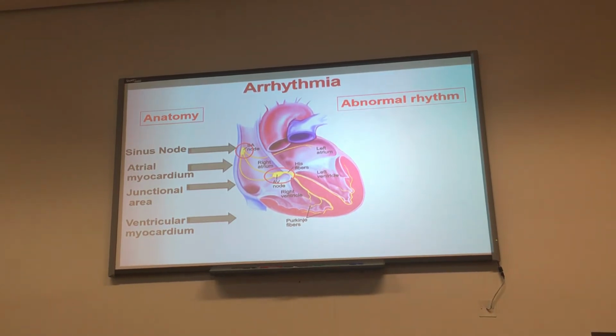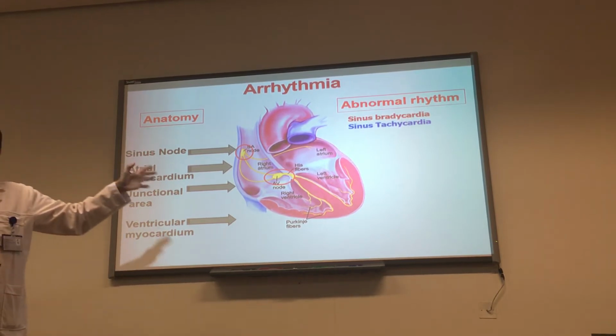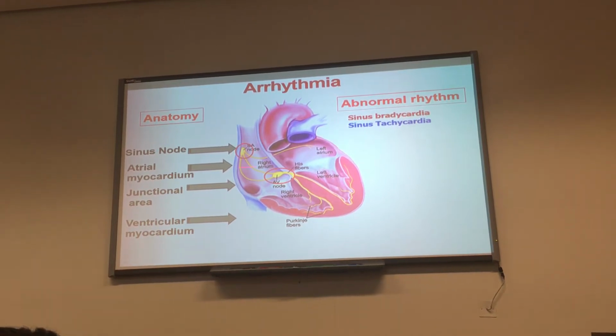Re-entry, and sinus brady or sinus tachy. If the rhythm is coming from the sinus node on ECG and the rate is lower than 60, this is bradycardia. More than 100, this is tachycardia. So easy. Okay.